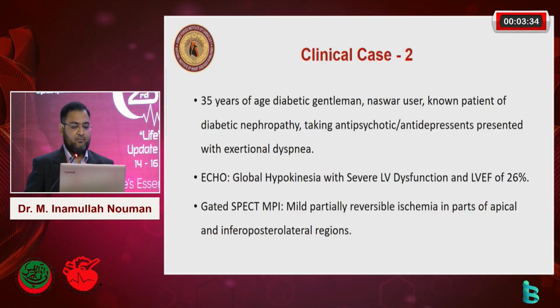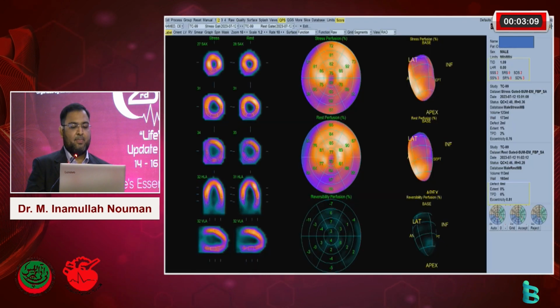Another interesting case, we did it just 3 days back. This was a 35-year-old diabetic gentleman, Naswar user, known patient of diabetic nephropathy, taking antipsychotics and antidepressants, presented with exertional dyspnea. Echo showed global hypokinesia with severe LV dysfunction and EF of 26%. And gated images showed mild ischemia involving parts of the inferior, posterolateral, and apical region.